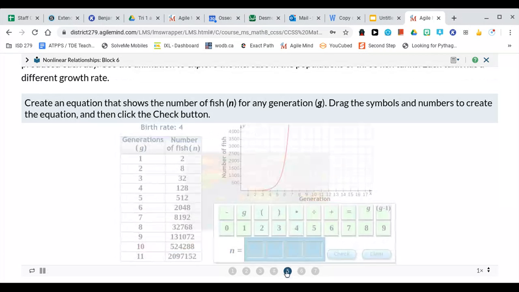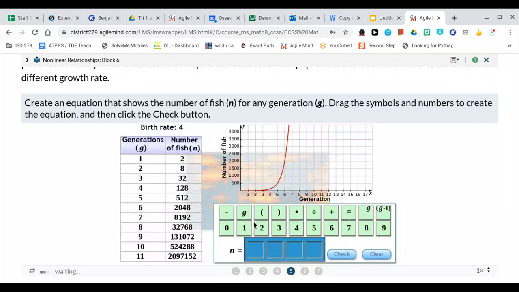Looks like in this one, the population is starting at 2 again. We're multiplying, but this time it looks like we're multiplying by 4. Now, if we put in g here, let's see if that would work. 2 times 4 is 8 to the power 2. Well, we don't want to do that because then that would give us 64. We can't do that. I'm going to do g minus 1.